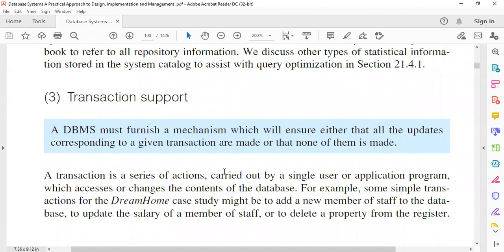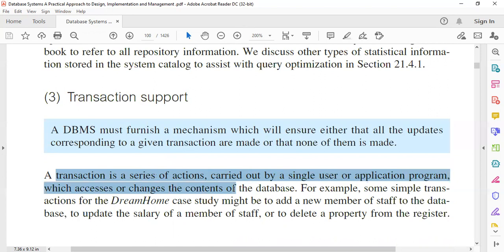The other function is transaction support. The system must be able to furnish the users with support on how to carry out transactions. A transaction is a series of actions carried out by a single user or application which accesses or makes changes on the content of the database.